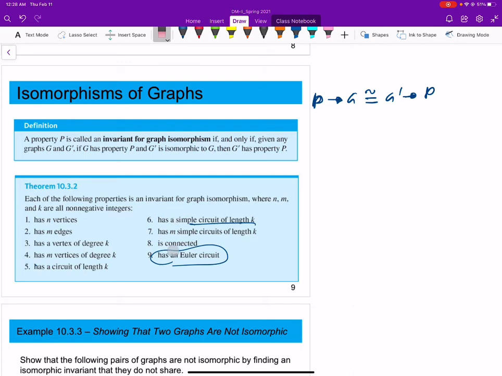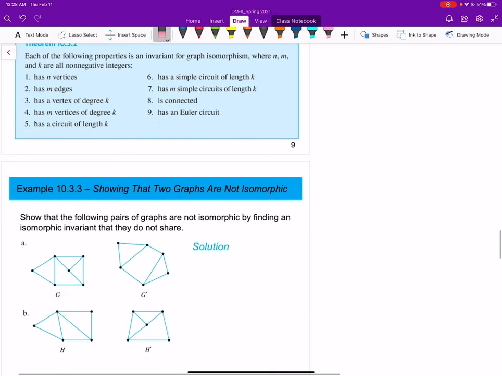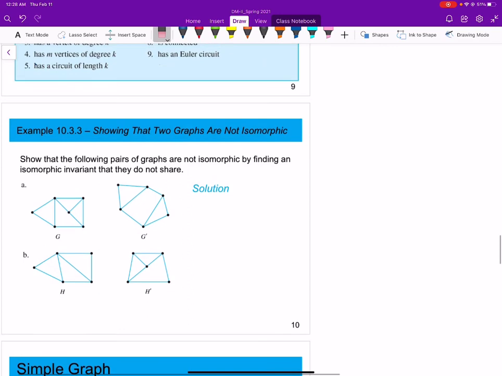All right, so keep that in mind. This is very important. This theorem is very important. And now we have an example.